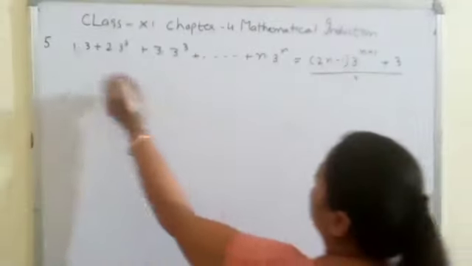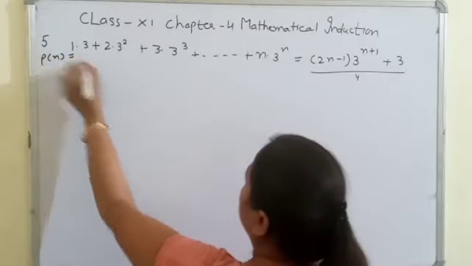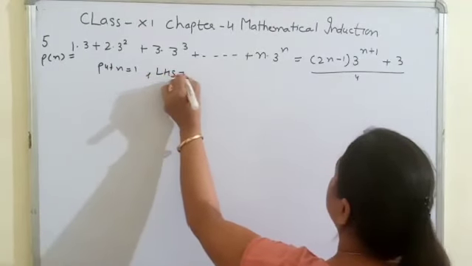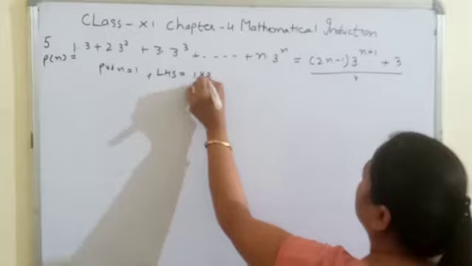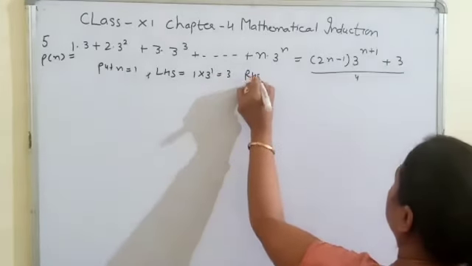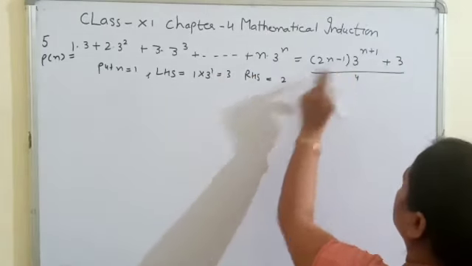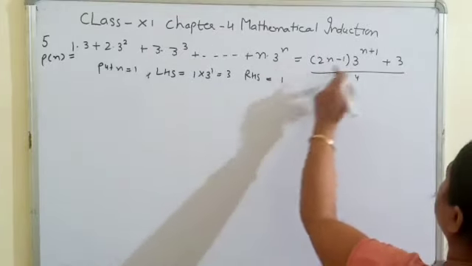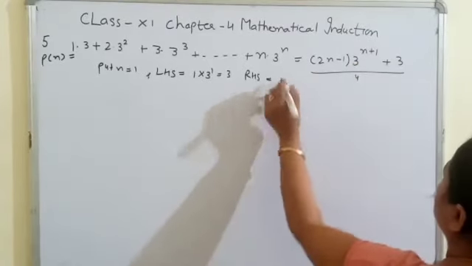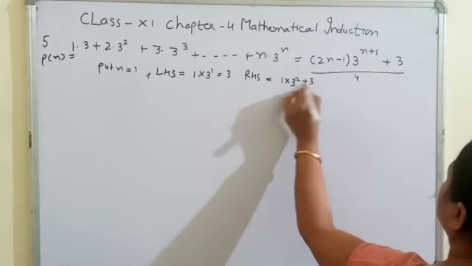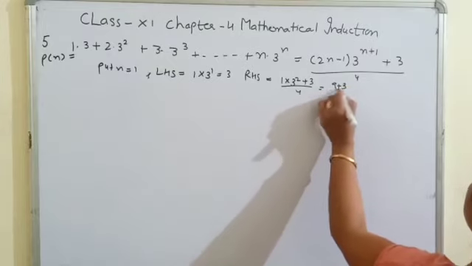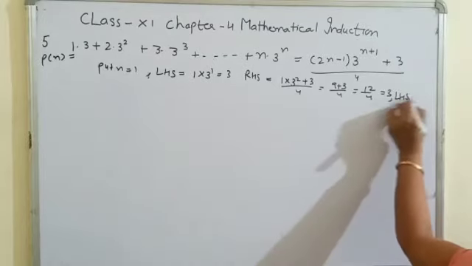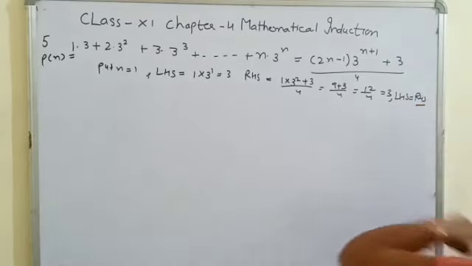So let's continue. Firstly, put n equal to 1 for the left hand side. This is 1 into 3 power 1, that is 3. And the right hand side: 2 minus 1, that is 1, into 3 power n plus 1, 3 power 2, that is 9, plus 3 upon 4. 9 plus 3 by 4, 12 by 4, this is 3. So left hand side equals right hand side.